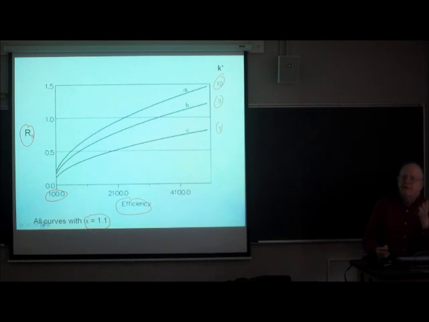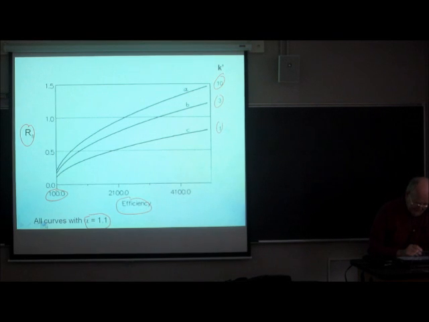Which is unfortunate, because if you need to double the resolution, what do you have to do to the number of plates? You got to square it. You need 4 times the number of plates. That's not a favorable situation.